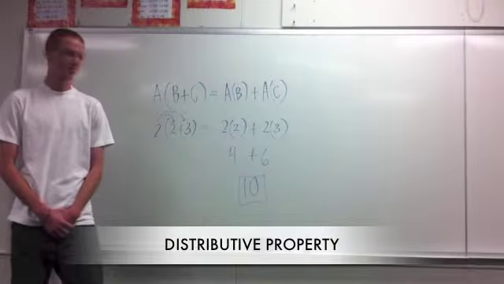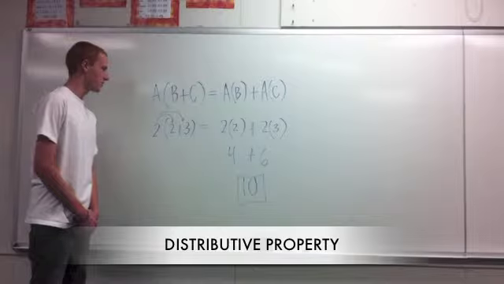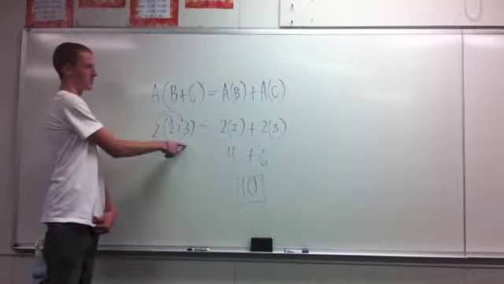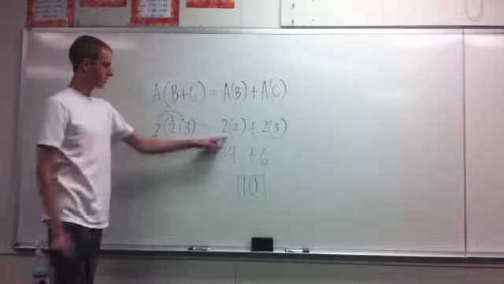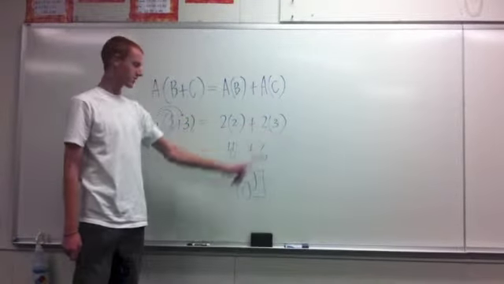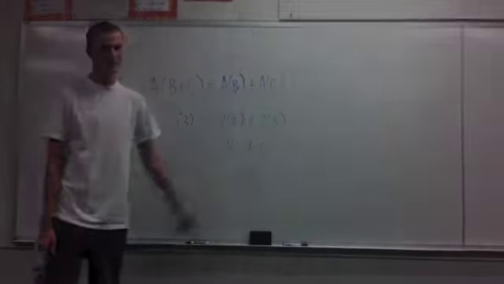The next property is the distributive property. Basically what you're going to do is distribute the 2 to the 2 and the 3. So it's going to end up 2 times 2 equals 4, and then 2 times 3 equals 6. Add those together and it equals 10.